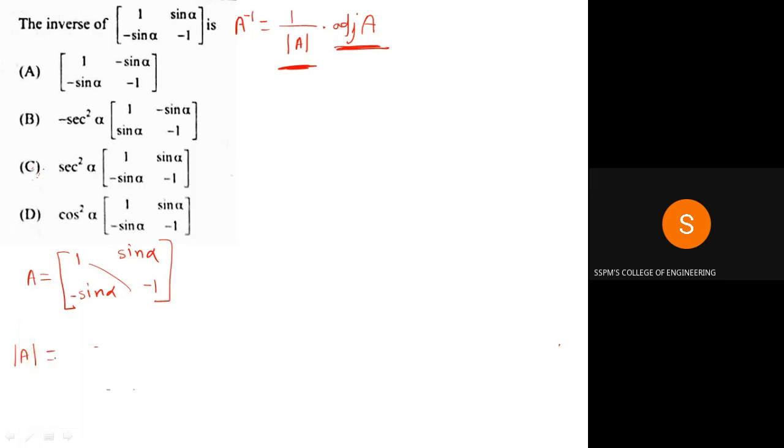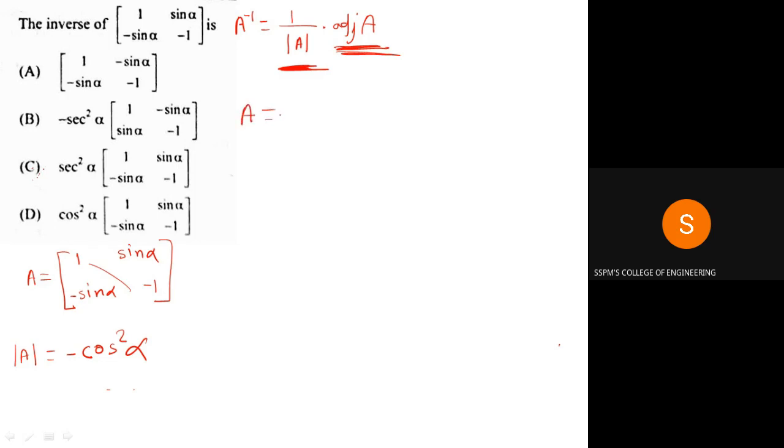So determinant of A is equal to minus cos square alpha. So we have found out first the determinant of A. Now we will find the adjoint of this matrix. How to find the adjoint of this matrix?